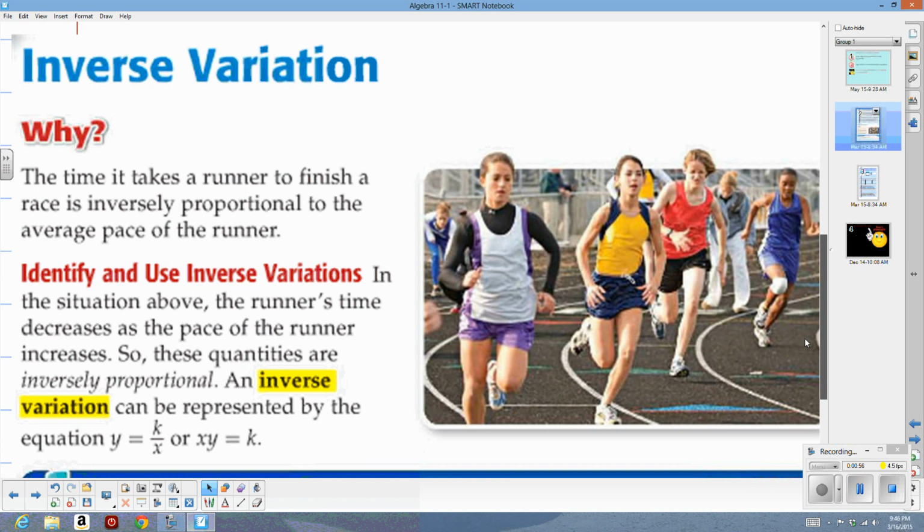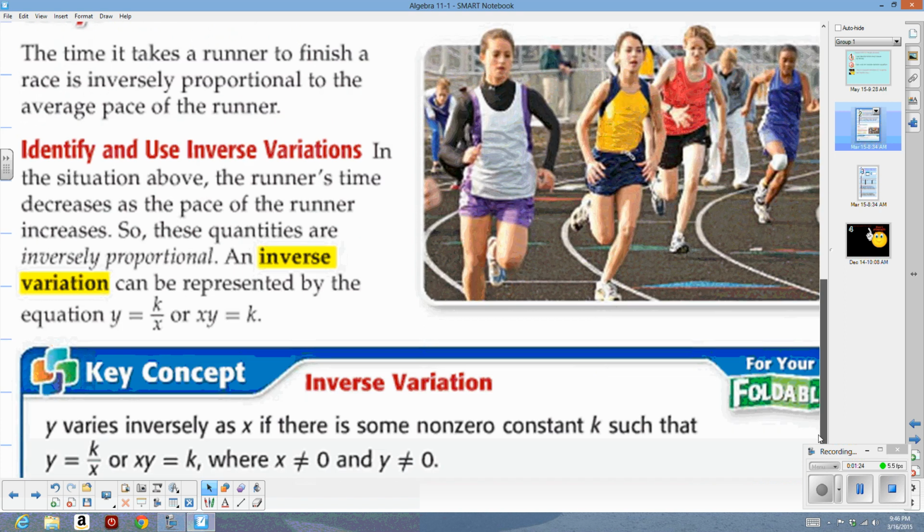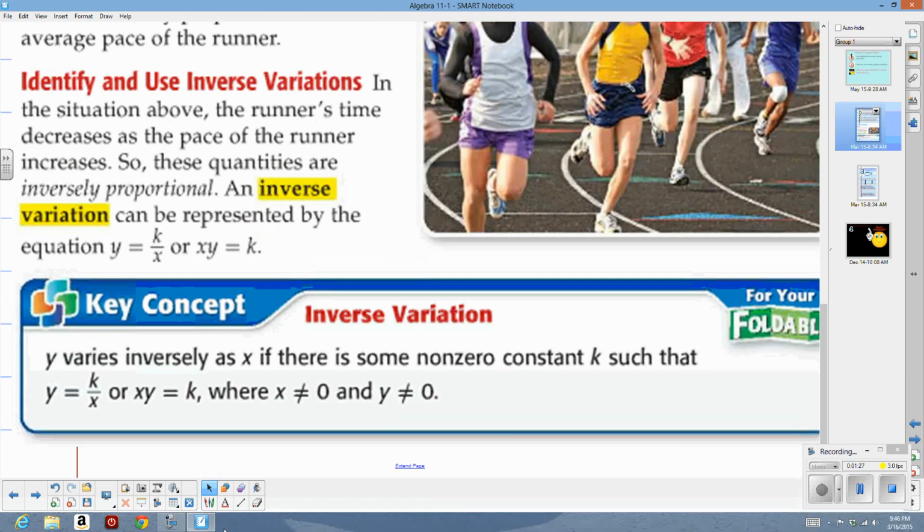Now, inverse variation is different. The time it takes a runner to finish a race is inversely proportional to the average pace of the runner. In the situation above, the runner's time decreases as the pace of the runner increases, so these quantities are inversely proportional. An inverse variation can be represented by the equation y equals k divided by x, or written another way, xy equals k. So y equals k divided by x is an inverse variation, where y equals kx is a direct variation.